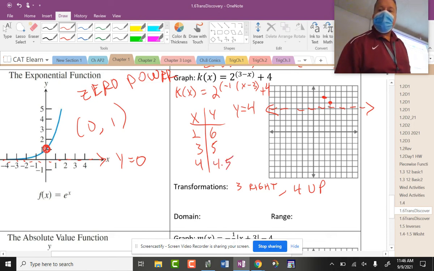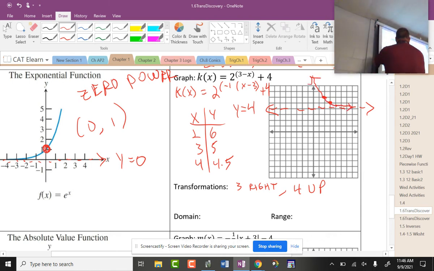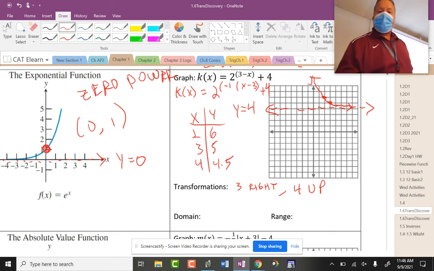Ah, there's that asymptotic behavior. This graph is actually doing this. So what did that negative on the inside do to this graph? It flipped it over the, say it in 3, 2, 1, go. What axis is this? Y-axis. That negative on the inside is a y-axis reflection.